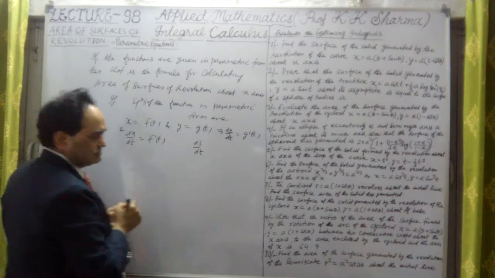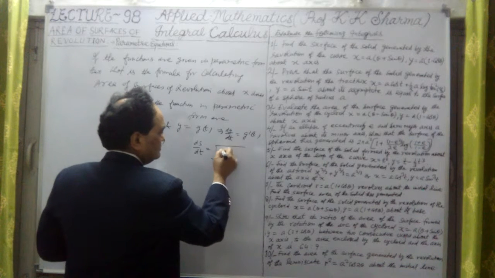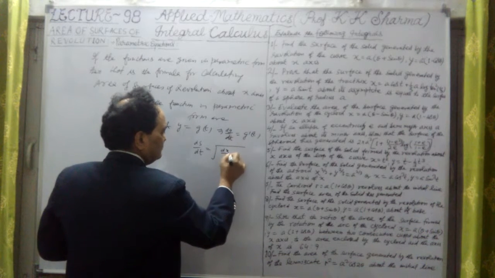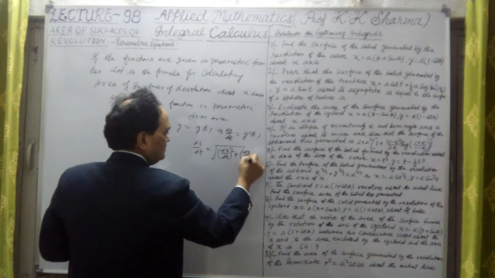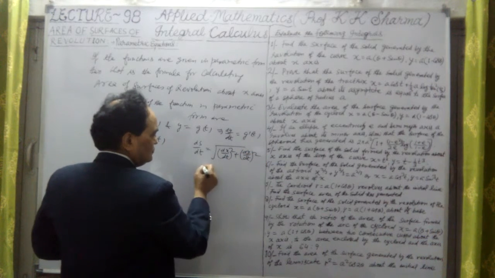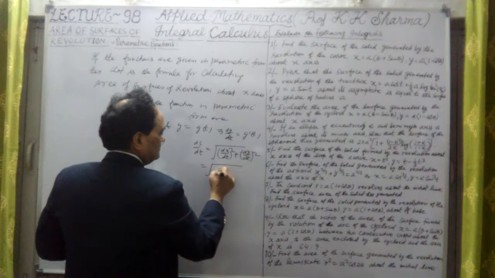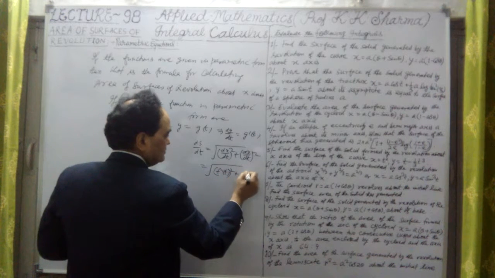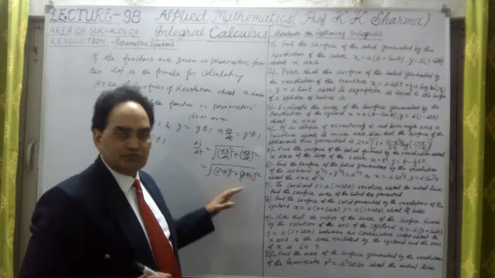You will calculate that. After that, we calculate ds/dt. This is given by the square root of (dx/dt) whole squared plus (dy/dt) whole squared. So this is nothing but the square root of f'(t) whole squared plus g'(t) whole squared. In this way, we will calculate the value of ds/dt.